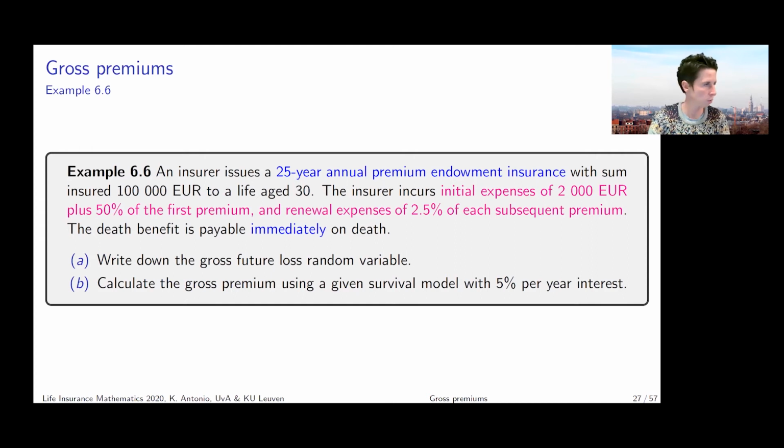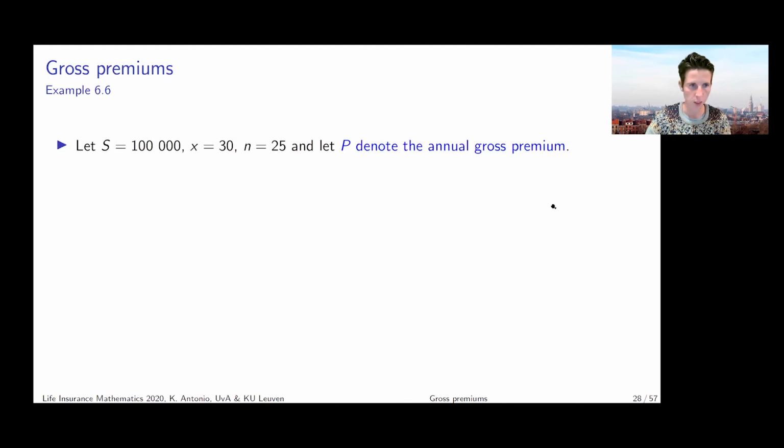Is the question clear, or should we clarify a little bit on this? If everything is clear, let's solve this then together.